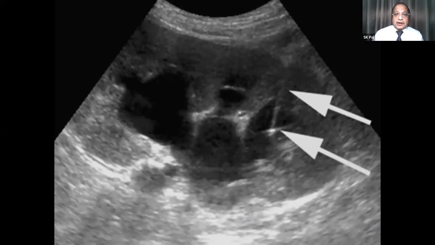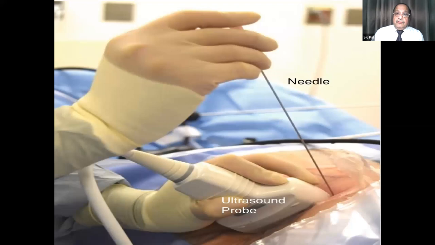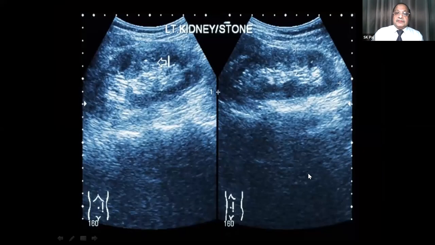Sometimes, if you are lucky, you can see a nicely bloated-up kidney, but usually our patients are dehydrated, and most of our patients do not have hugely dilated systems when we are going to do PCNL. When you are holding the ultrasound probe in your left hand and trying to puncture with the right hand, we are not so familiar and experienced with ultrasound. Most often you will be seeing an ultrasound image like this.